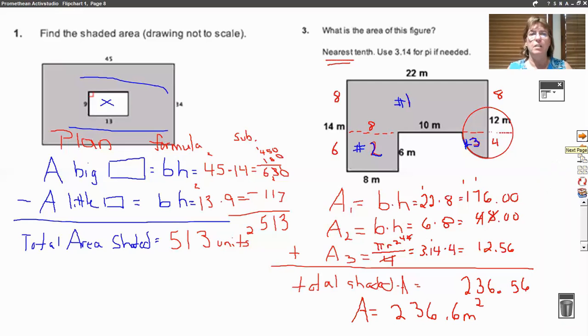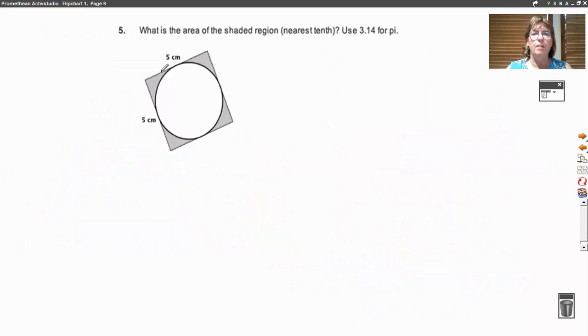All right, let's take a look at the next one. So we're going to look at problem number 5. So problem number 5, well, we start to get a little more complicated, but it's the same thing. They want the area of the shaded region. That's this area right here. That's all they want. They don't want this part right here, so we don't want this.